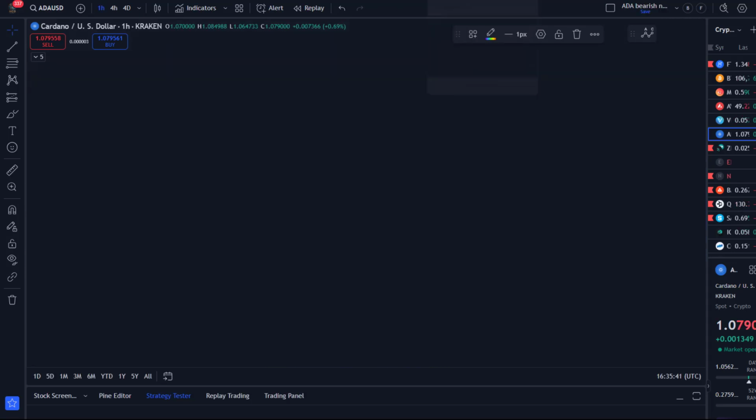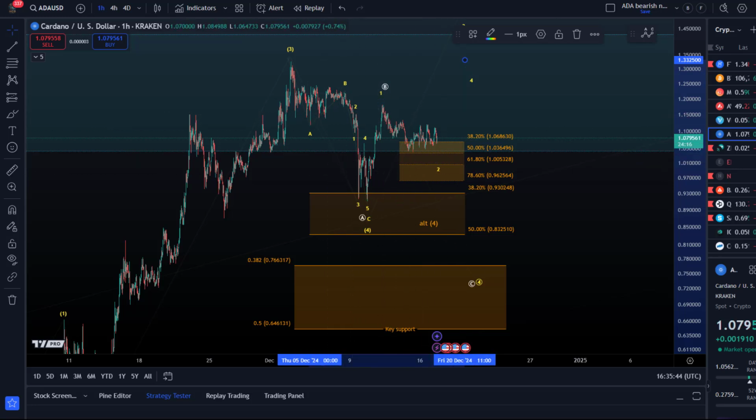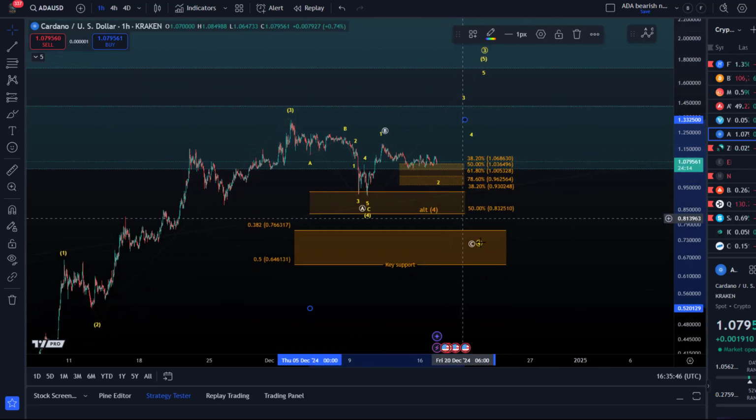Until then though, the microstructure, a lot of this is just noise, but you have several support levels to watch here on the micro level. The lower one is obviously relevant on the larger time frame. That's the update about ADA.